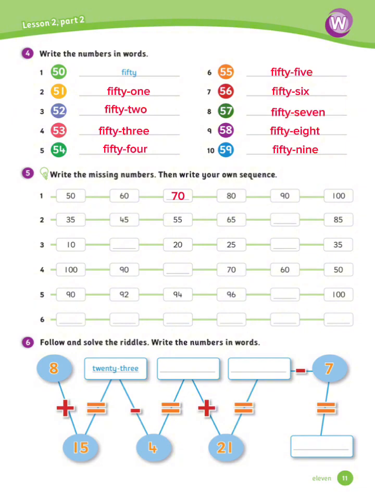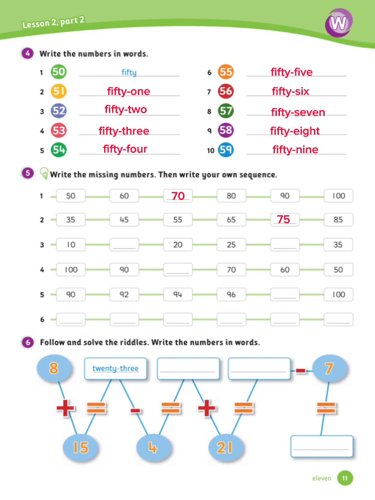Sequence number 2. We add 10 every time, so the missing number is 75. The sequence will go like this: 35, 45, 55, 65, 75, 85.